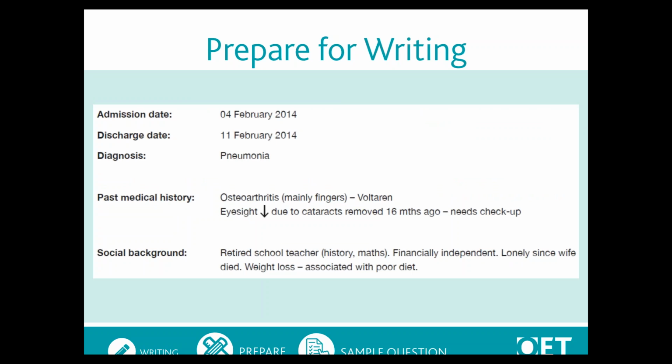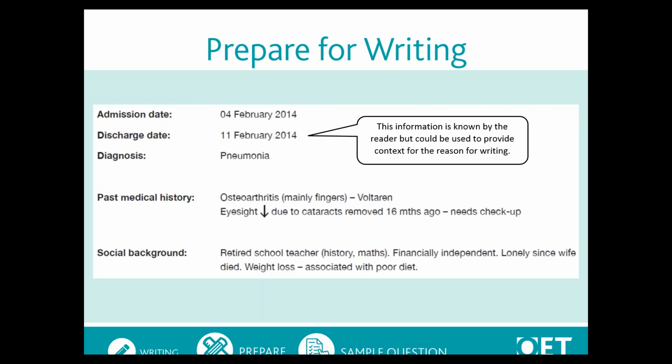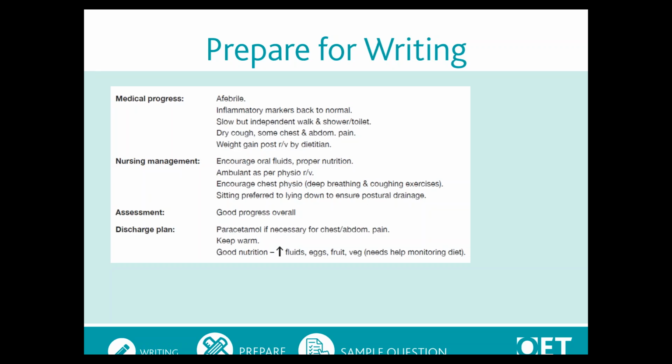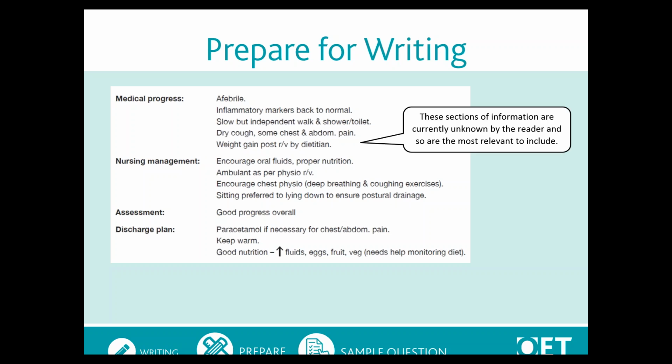You need to spend the reading time understanding the case notes and identifying the information to include or omit. In this example, the reader would know this information, but it would be logical to include it as part of the reason for writing. On the other hand, this information is known by the reader, but is irrelevant to include as it does not relate to the current situation. The information this reader will be most interested in is that which is new to them in these 4 sections.